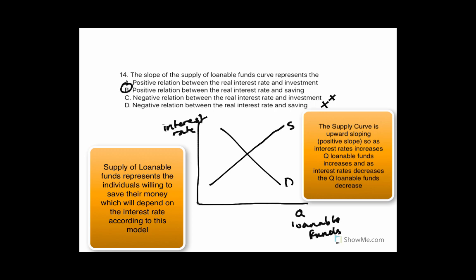So the idea is that if I'm going to get a 10% interest if I put my money in the bank, then I'm more willing to save money than if I only got a 5% interest rate. So that's why the supply curve is positive sloping, right? Because at a higher interest rate, there can be a higher quantity supplied of loanable funds because more people will say, hey, it's worth it to invest, or rather to save, excuse me.